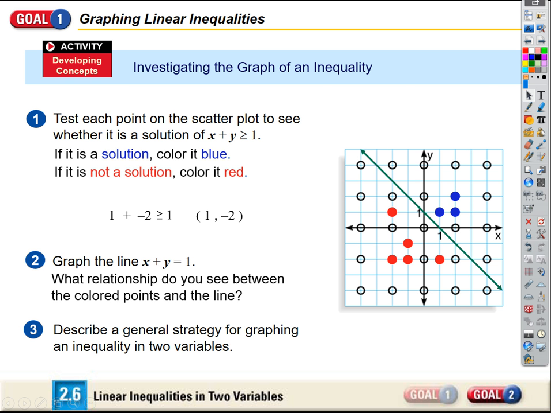What else could we do for just a strategy? We want to come up with a procedure. Yes, sir. Okay, so you're going to shade one side of the line. How do you know which side of the line to shade? Well, according to that, you get tested for. Okay, so let's try another one.